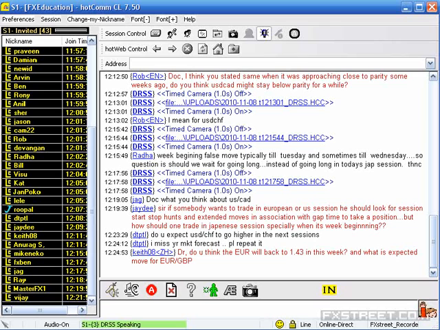Then JAG. What do you think about USD CAD? USD CAD below parity should be a good buy opportunity. Do you expect USD CHF to go higher in the next session? Yes, it is expected to go slowly higher.